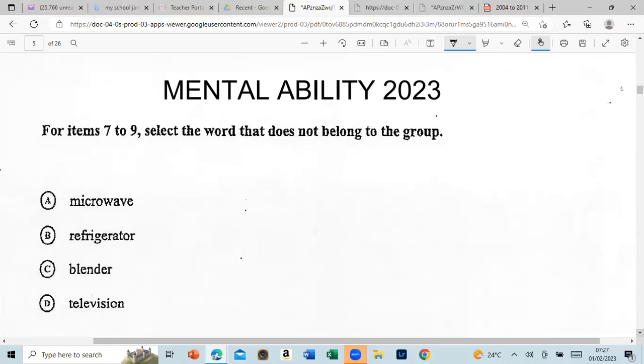For items 7 to 9, select the word that does not belong. You have your microwave, your refrigerator, your blender, and television. I'm going to go with television, since all of these are kitchen appliances. So television does not belong.